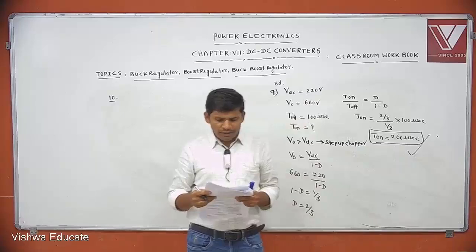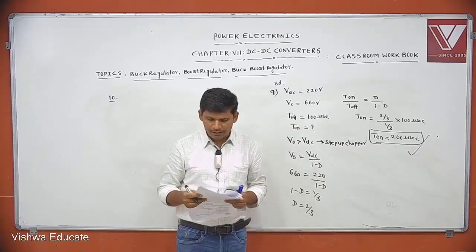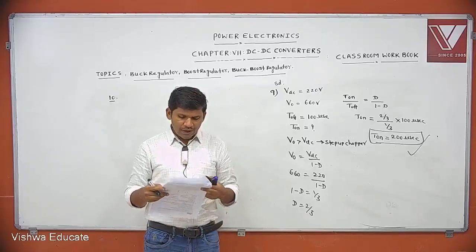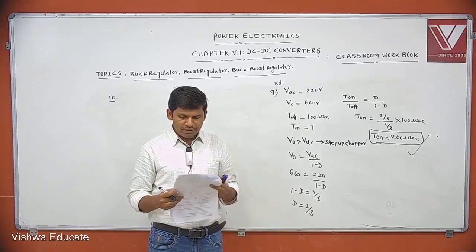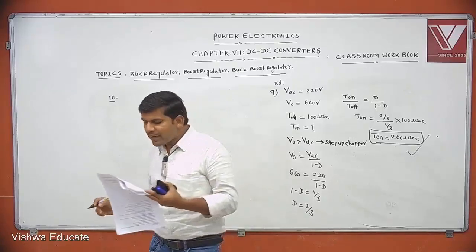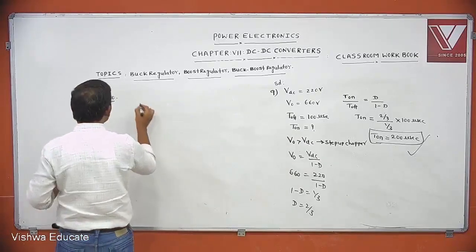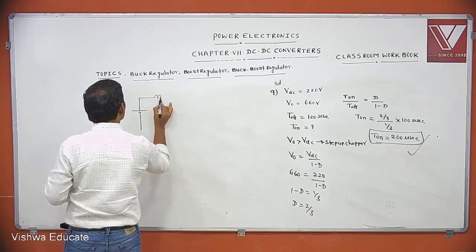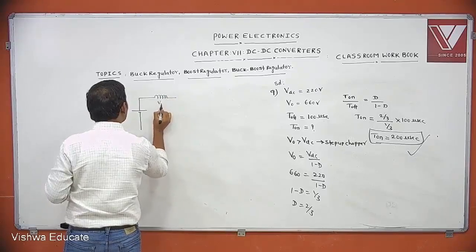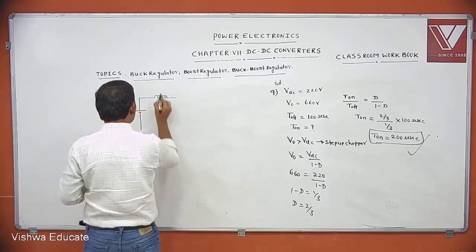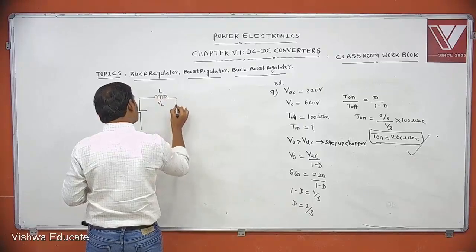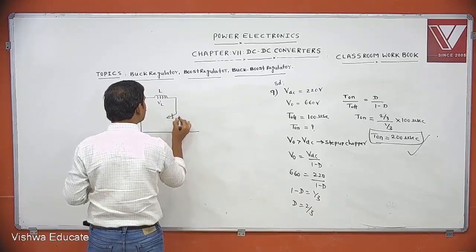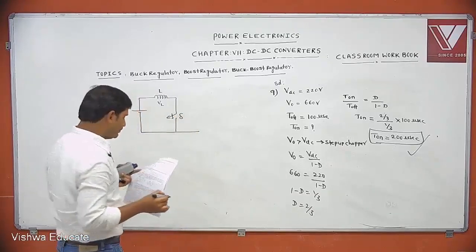A self-commutating switch operated at a duty cycle delta is used to control the load voltage as shown in figure. Under steady state operating conditions, the average voltage across the inductor and the capacitor respectively are dash. Okay, this is the given circuit. This is VL. L is the inductor. This is the switch. The switch is operated at a duty cycle of delta. Instead of D, it is given as delta.